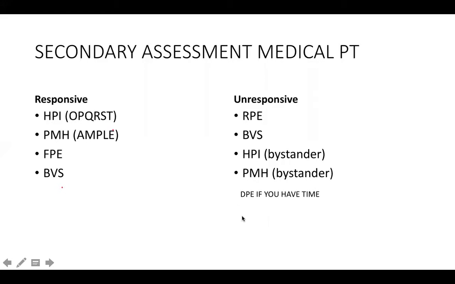And as you notice on the unresponsive side, there's a DPE on there. DPE stands for detailed physical exam, if you have time en route, okay? Let me repeat that again: the detailed physical exam is only going to be done en route, once your primary assessment has been taken care of and all life-threatening injuries have been addressed, okay? That's why it's in small letters at the very bottom, only if you do have time for it. But this is basically a quick overview of your secondary assessment of a medical patient.